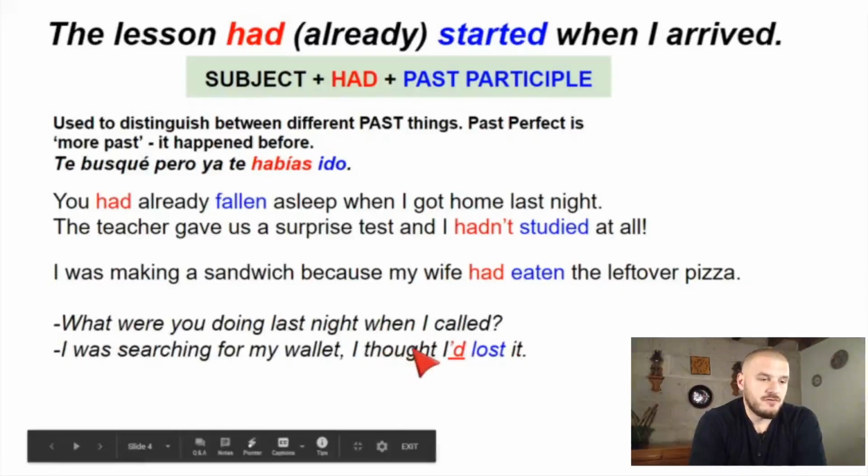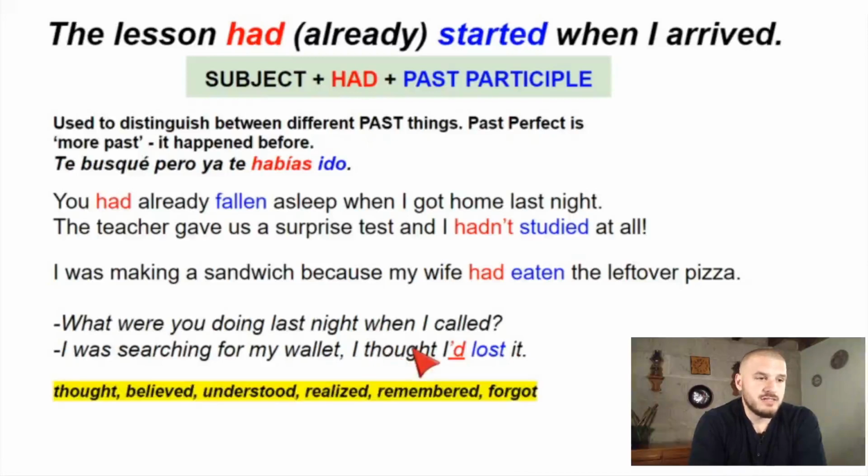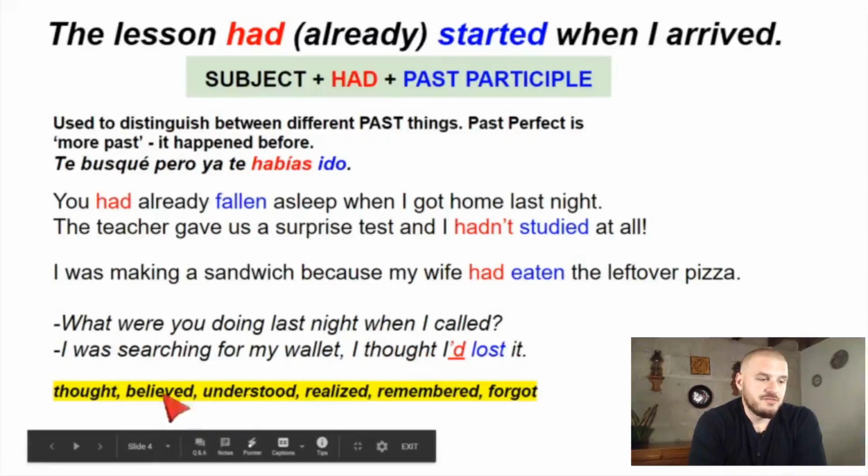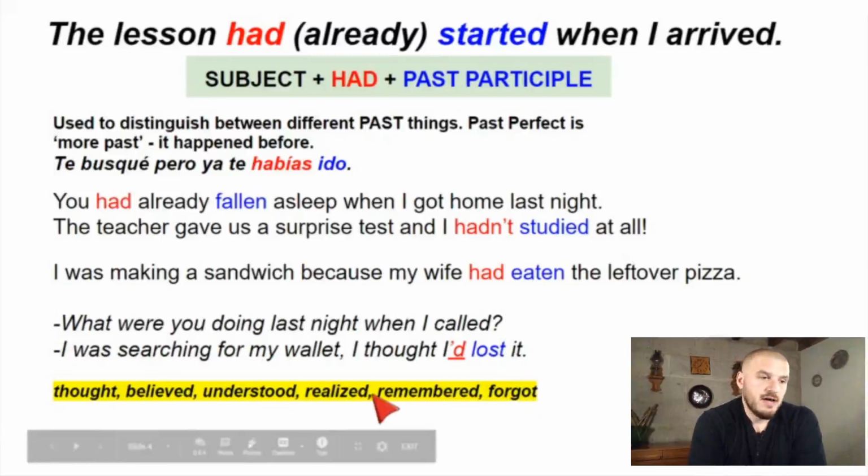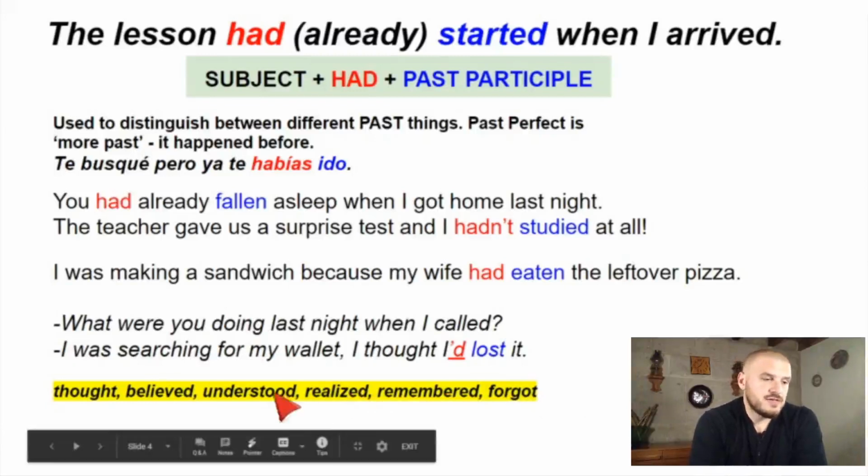This verb is one of the verbs that's very commonly associated with past perfect. Thought, believed, understood. These are verbs in past simple. Thought, believed, understood, realized, remembered, and forgot, okay? I forgot that I had done something. I remembered that I had done something else. I realized that I had forgotten. Okay, so me di cuenta, entendí, creí, pensé, recordé, olvidé que había hecho o había comprado, había comido algo. Okay?